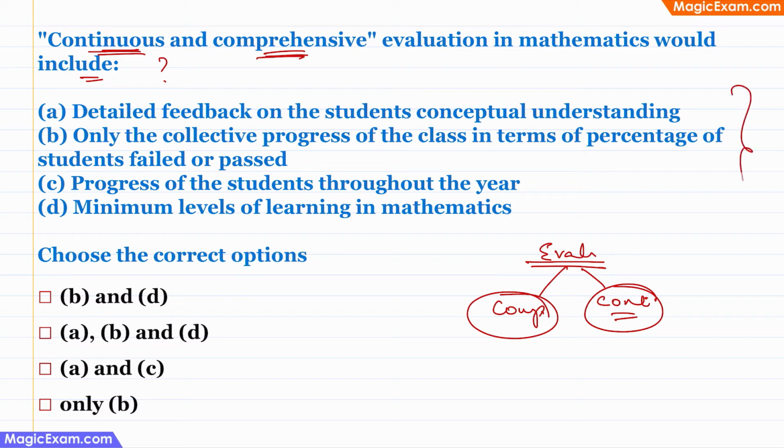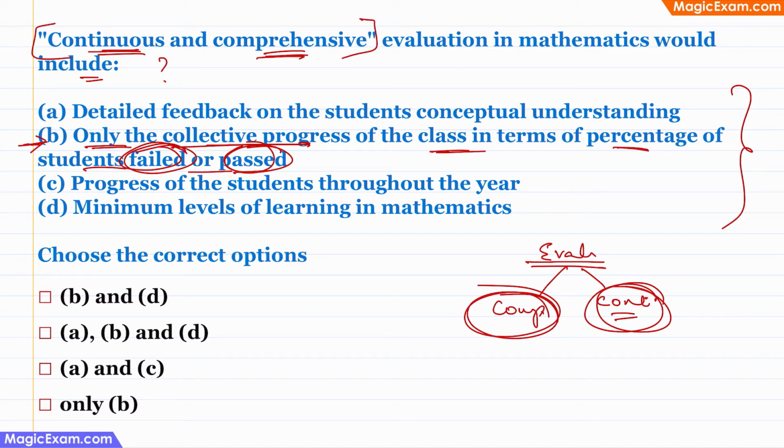So when we look at the given options and read through them, the second option says only the collective progress of the class in terms of percentage of students failed or passed, which means that you are not doing in-depth assessment of each child. You are just giving everybody a test and doing an analysis across the class of how many students passed and how many failed. So this is not comprehensive. And if you are just conducting a test to see how many students passed and failed, then it is not continuous as well. Therefore, B is not something that is part of continuous and comprehensive evaluation.